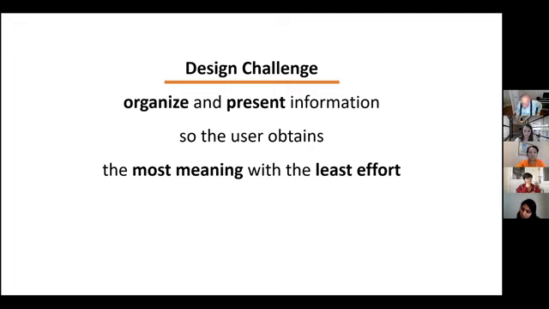Think about it in your own mind. You have a really, really difficult thing to read. You work really hard at it. Then you don't process it nearly as well.